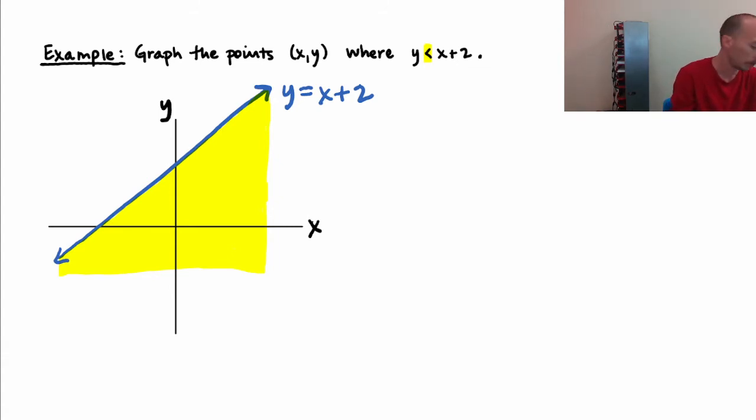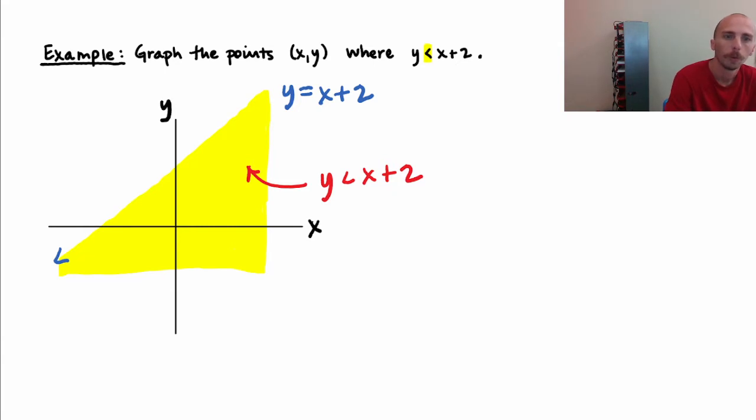So in order to talk about all of these points here, where I might call this in yellow the set of all points where y is less than x plus 2, to show that, we're going to get rid of that blue solid line and replace it with a dashed line. You might remember from a previous algebra class that this means we're not actually including the line.